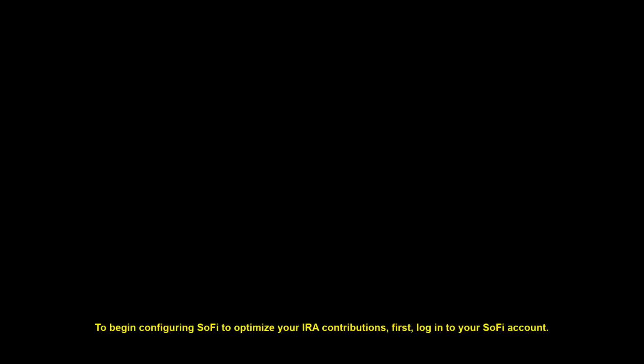To begin configuring SoFi to optimize your IRA contributions, first, log into your SoFi account. Once logged in, navigate to the Invest section of the platform. From the Invest section, locate and select the Retirement tab. Here, you will find options for individual retirement accounts.